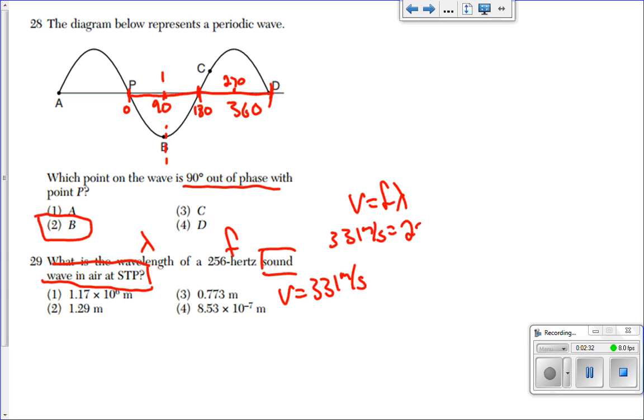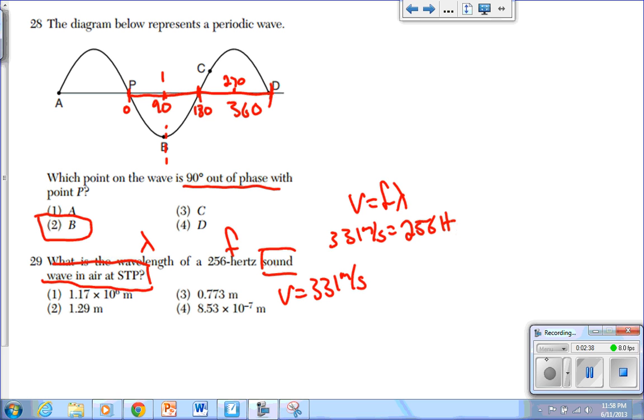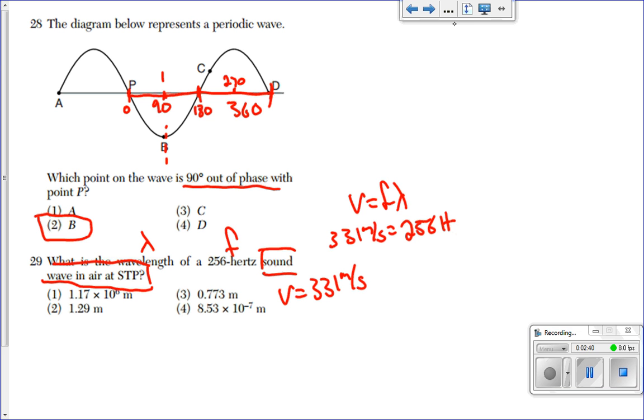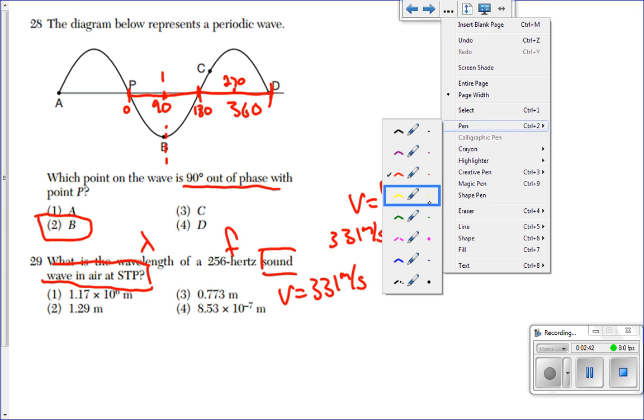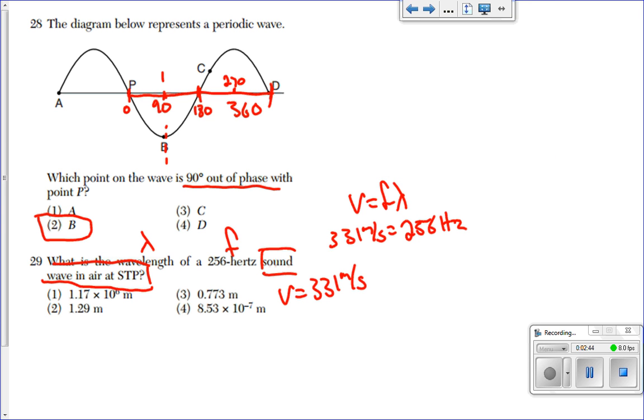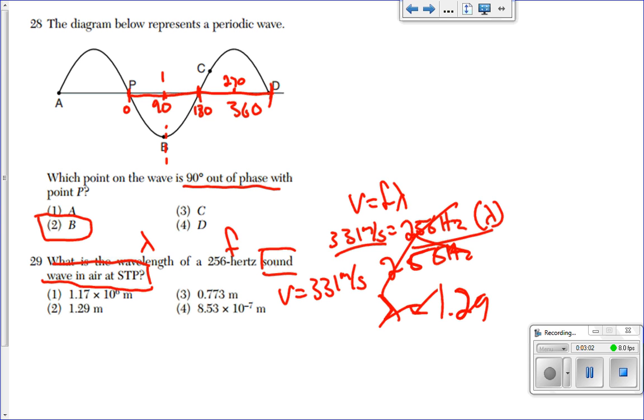331 equals 256 hertz, right here, times our unknown wavelength. Just divide both sides by 256. That cancels out. And 331 over 256, wavelength equals 1.29 meters.